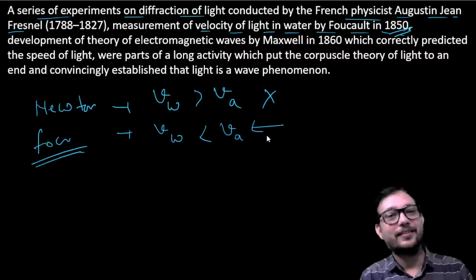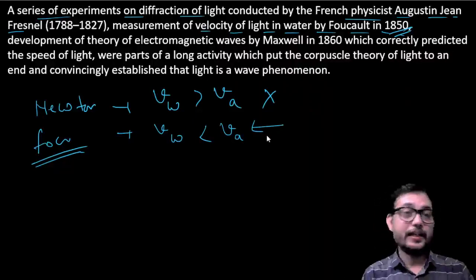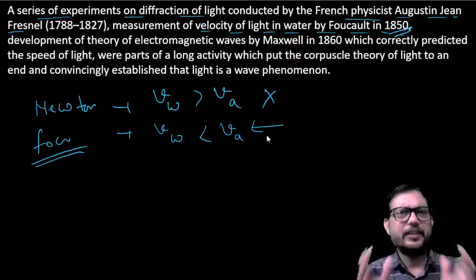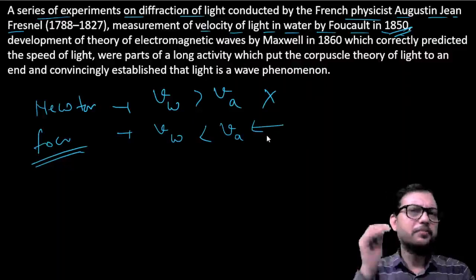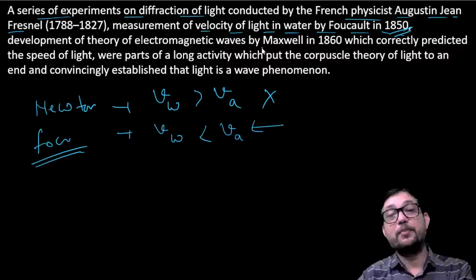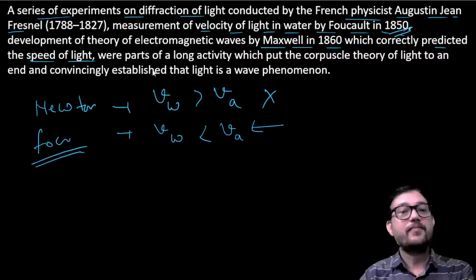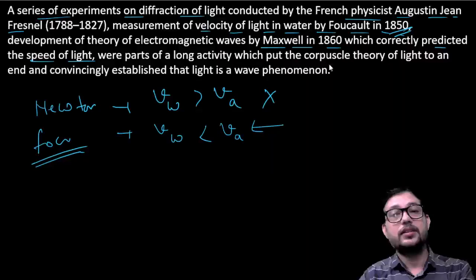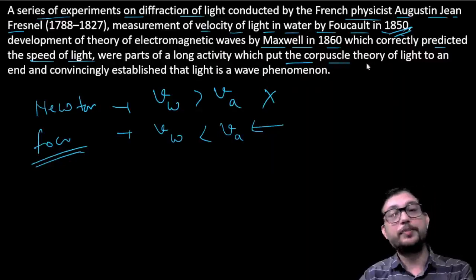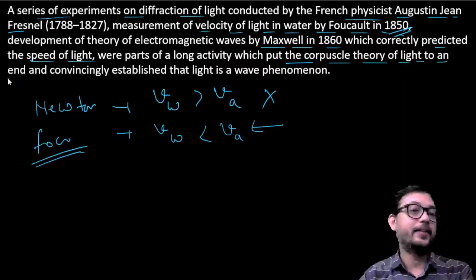Huygens may be correct. And there were so many scientists in between that time who performed a number of experiments on light to prove that light is a wave. And one famous name is Maxwell. In 1860, he also predicted the speed of light and also put the corpuscle theory of light to an end.